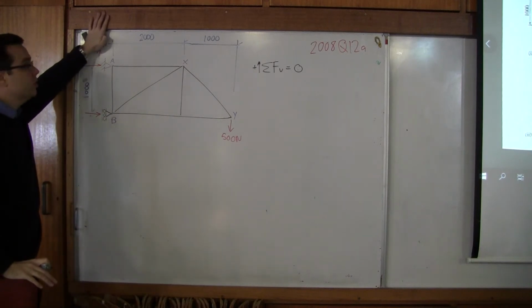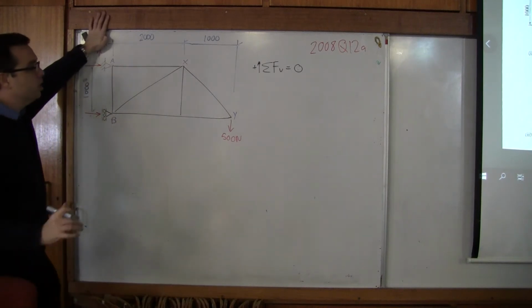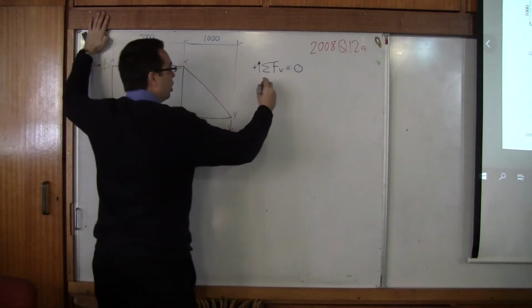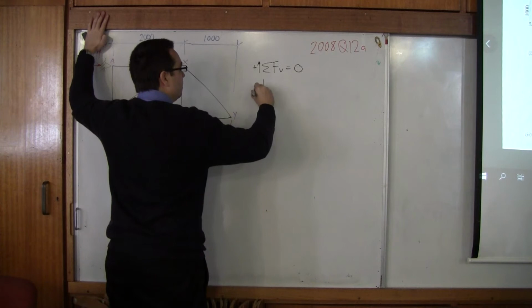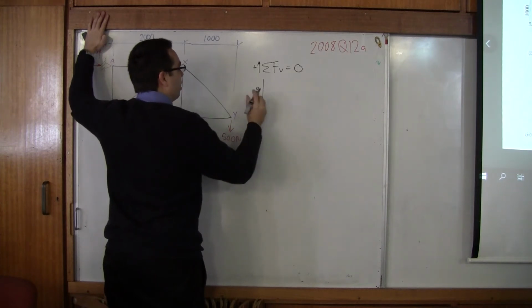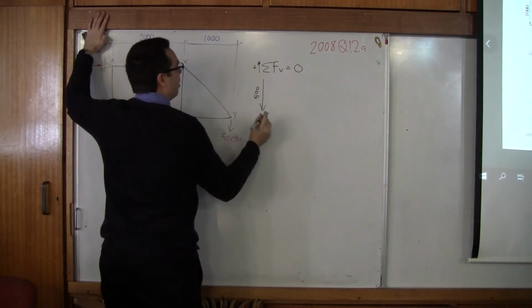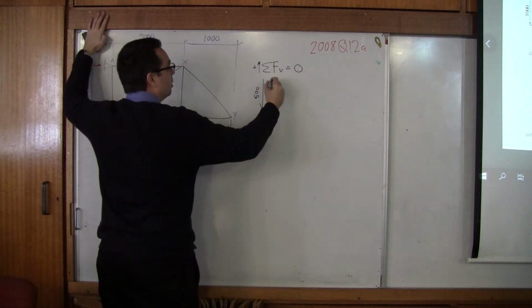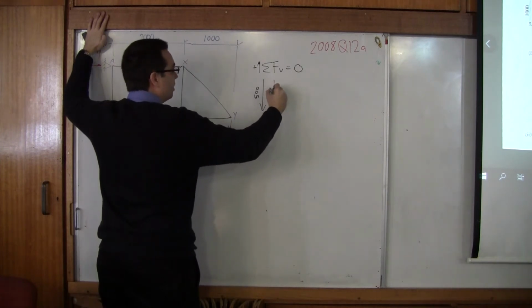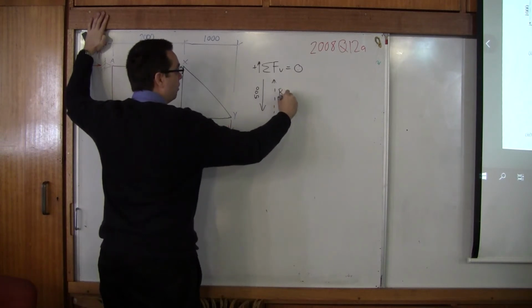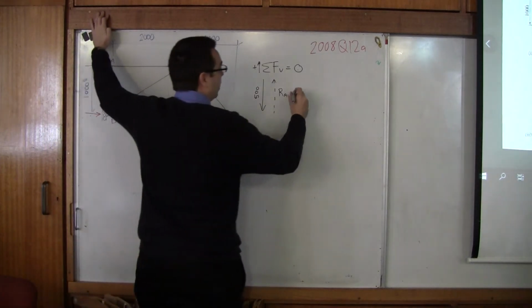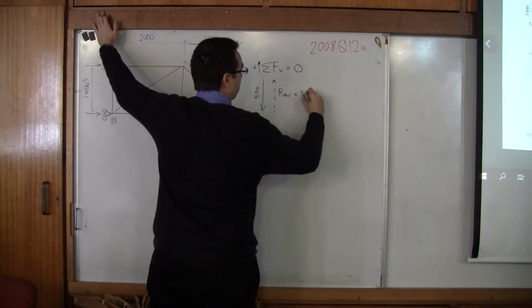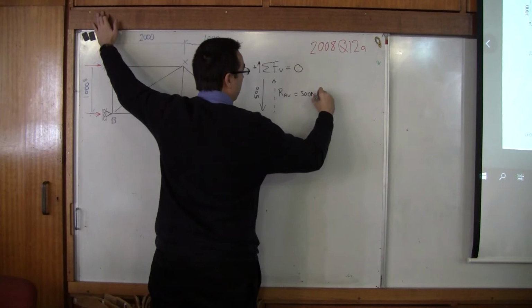So if we look at this diagram, what I like to do is just draw a picture of all the vertical forces. So I have 500 going down. It's not the world's best 5 because I wrote it on the side. 500 going down. So to balance that, I'm going to need some amount of reaction RAV. There's no other forces there. So we know that RAV has to equal 500 newtons up.